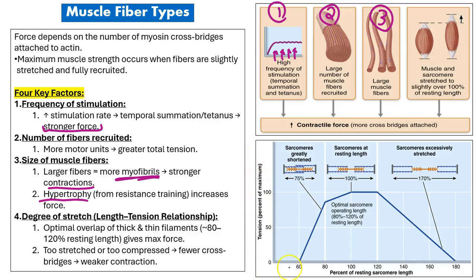And so if we look at our overall graph here, we see the percent of resting sarcomere length and then the tension. So when your sarcomeres are very, very short, that means your thin filaments collide with one another. You see the thin filaments are in blue here. They're overlapping and colliding. So you're not going to get a greater contraction when that happens, because we need to make sure we have overlap between the myosin and the actin, not actin together.